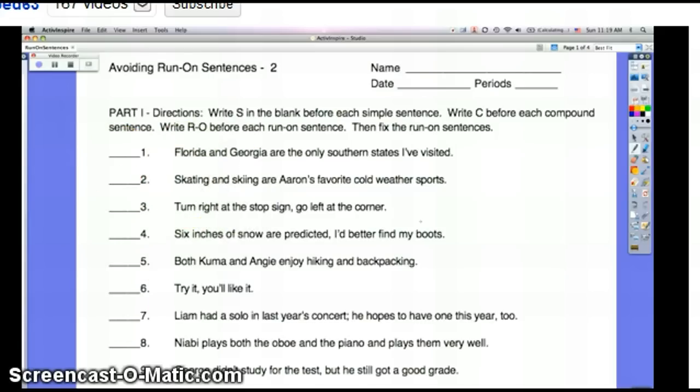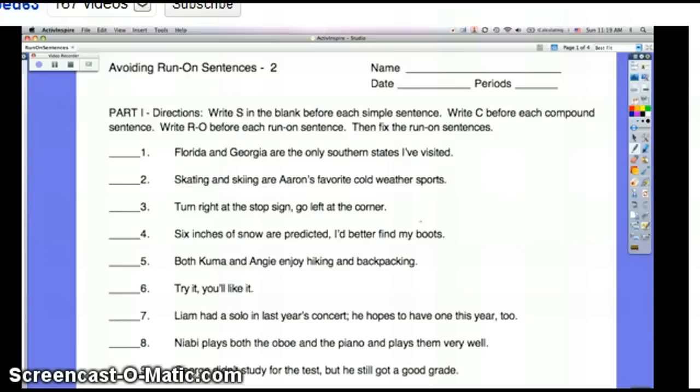Go ahead and pause the screencast now and try to put an S, a C, or an RO, which would be a run-on sentence, and then try to fix that run-on sentence. Try to do that on your own. Okay, let's go through the answers.